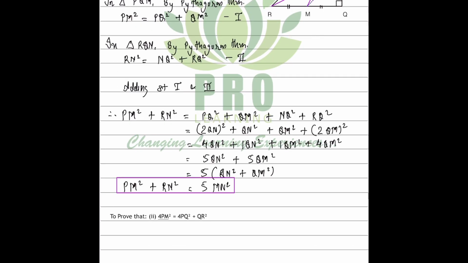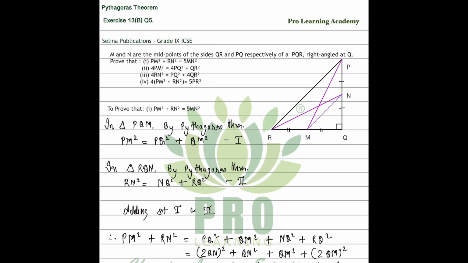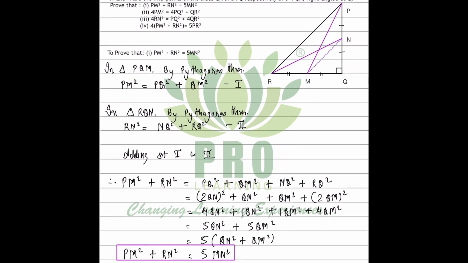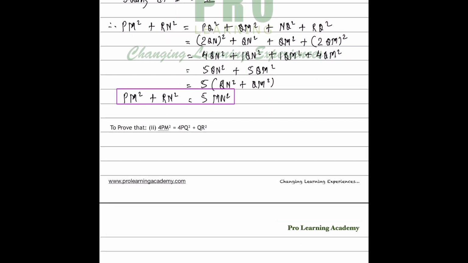Okay. In the second part, we needed 4 PM square. So we know PM is here. We needed a PM square. Since this is the hypotenuse of this right angle triangle, it is worth applying Pythagoras theorem in triangle PQM. So we are looking at, in triangle PQM, again by Pythagoras theorem, we're going to write it as PM square.